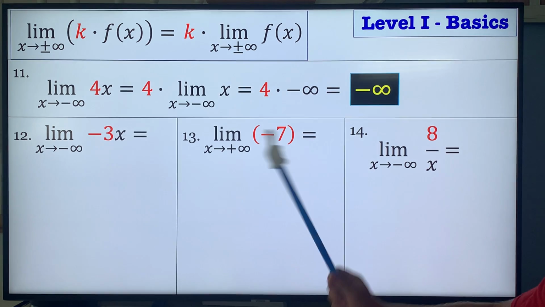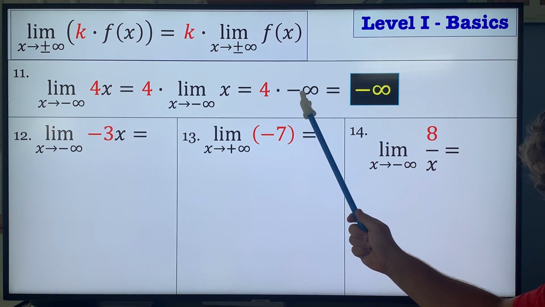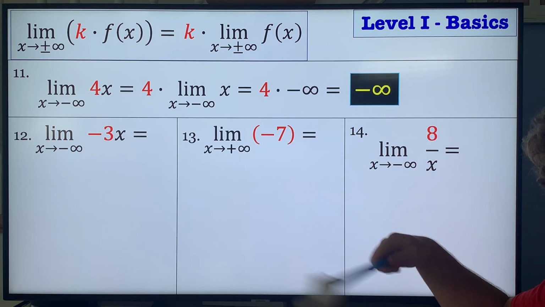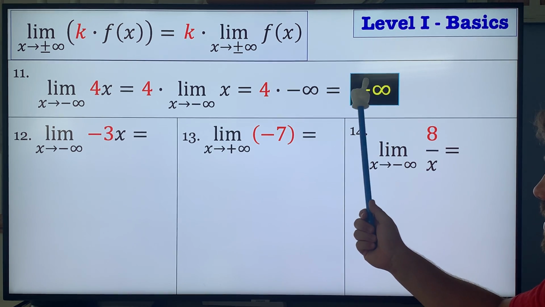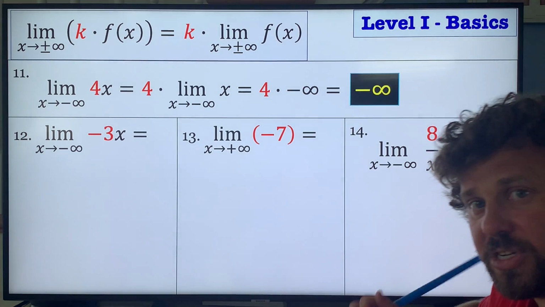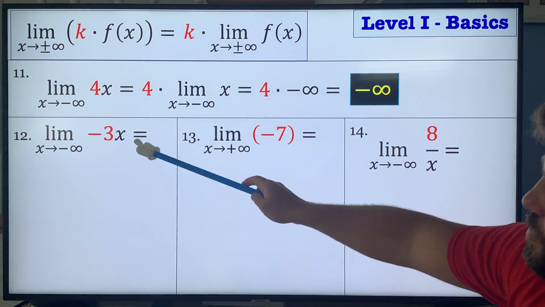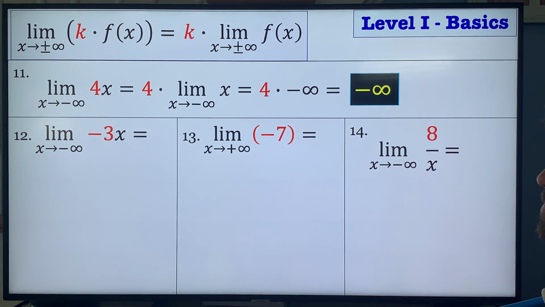Negative infinity. Any positive number times positive infinity is positive infinity. Any positive number times negative infinity is negative infinity. The only thing that changes the answer is the sign in front, which could change it from positive to negative. Go do these 3. These use your basic rules. Go.